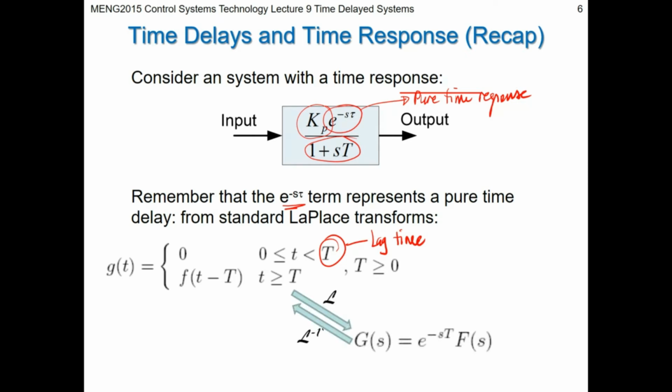And then if you take the Laplace transform of that, so we're going this way, and we transform this function g of t, taking the Laplace transform of f of t minus capital T, then as I put above in the previous slide, you get this e to the minus sT term as well as the F of s term.